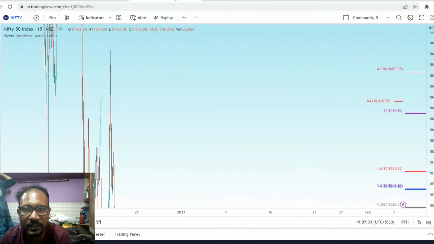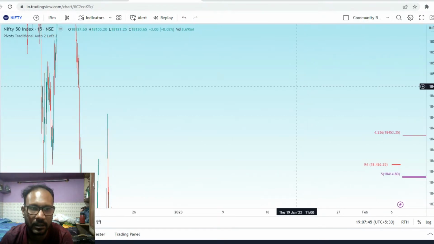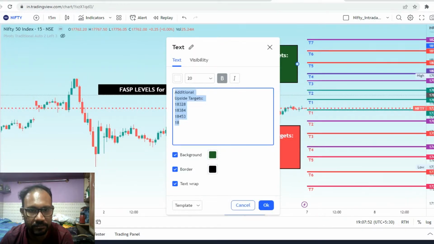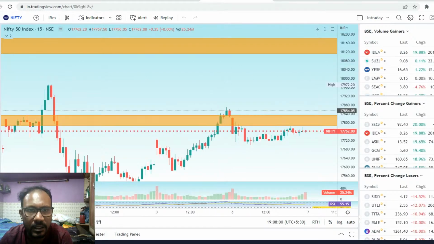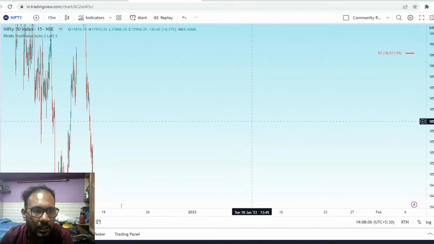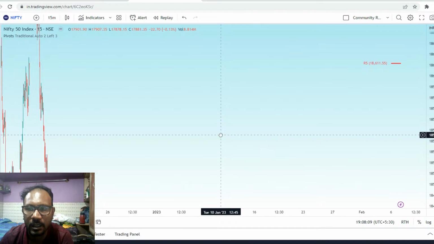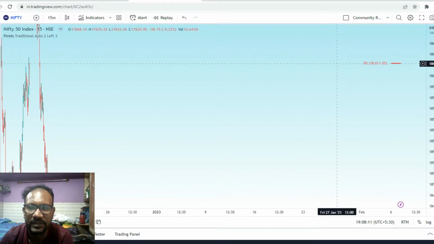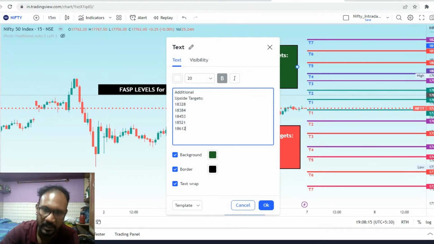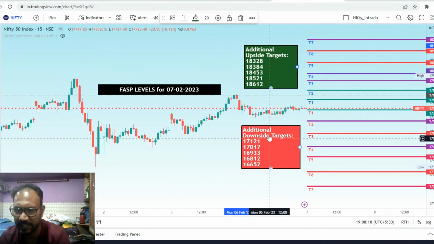18,521 looks good. Then 18,000. Yeah, there is resistance there. So 612. 612 straight away. Yeah, this looks good to me. So these are the levels, additional targets for the higher side.